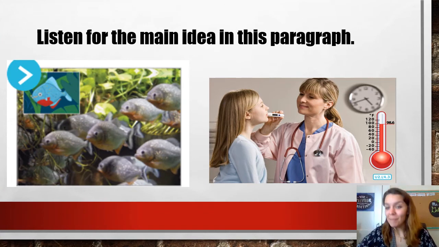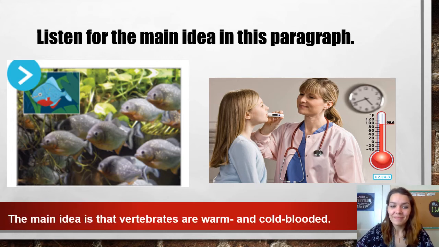Go ahead and listen for the main idea in this paragraph. Piranhas are cold-blooded fish. However, they are vertebrates just like us. So you see, although we are both vertebrates, we also have differences. Piranhas are cold-blooded and we are warm-blooded. Most fish are cold-blooded. In fact, most animals on Earth are cold-blooded. So what is the main idea in this paragraph? The main idea is that vertebrates are warm and cold-blooded.